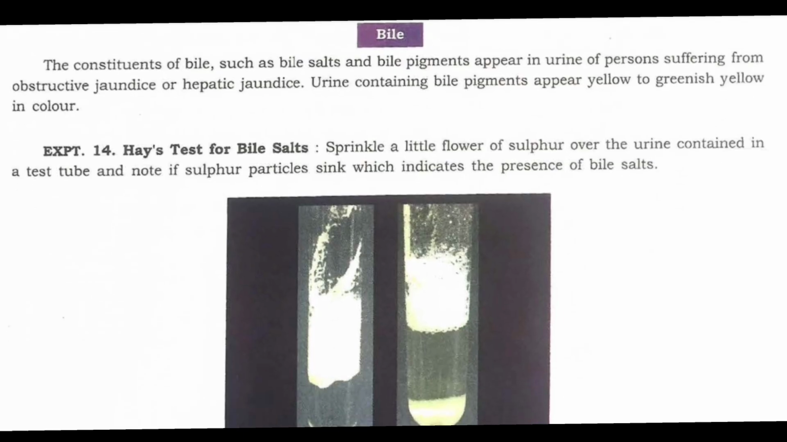Constituents of bile such as bile salts and bile pigments appear in urine of persons suffering from obstructive jaundice or hepatic jaundice. Urine containing bile pigments appears yellow or greenish yellow in color.